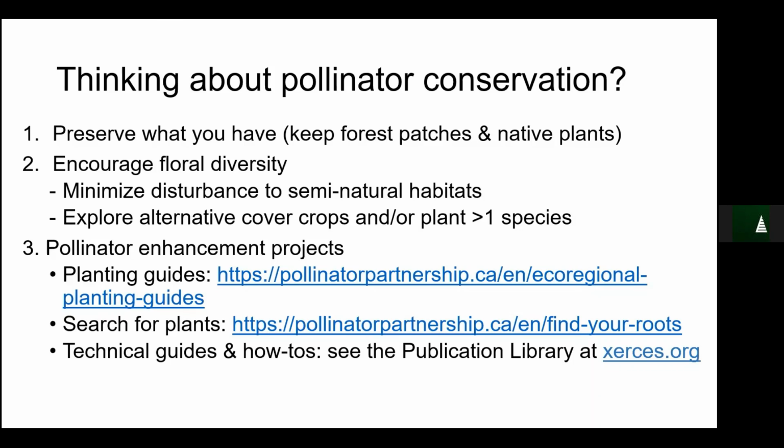And then the Xerces Society is a nonprofit from the States for invertebrate conservation, and they have some of the best technical documents and guidelines that anybody puts out. They're excellent. I would highly recommend looking at their materials.